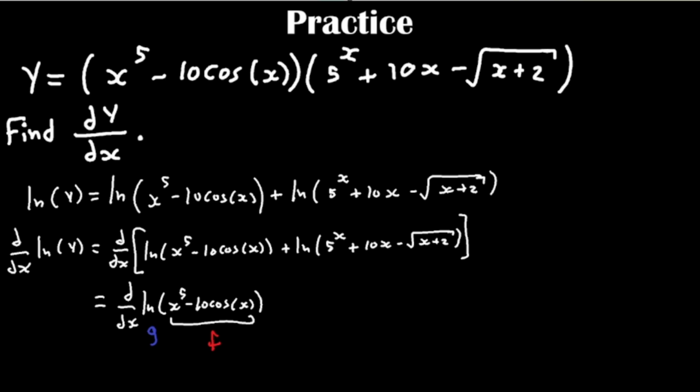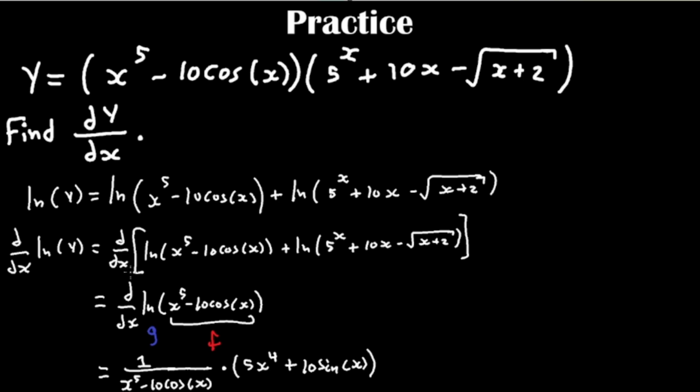Well, the derivative of the natural log of x is just 1 over x. So we're going to have 1 over the inside, so 1 over x to the fifth minus 10 cosine of x, times the derivative of whatever's on the inside. So that's going to be 5x to the 4, because we use our power rule. And then the derivative of cosine of x is minus sine of x. So this minus and then that minus from differentiating cosine is going to make a plus 10 sine x. So the minuses will cancel each other out.